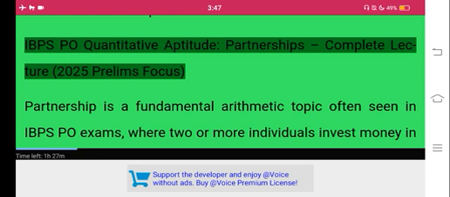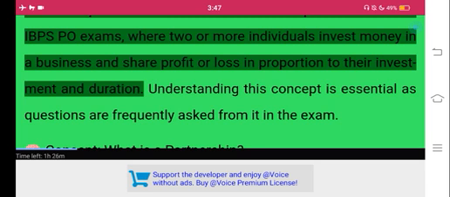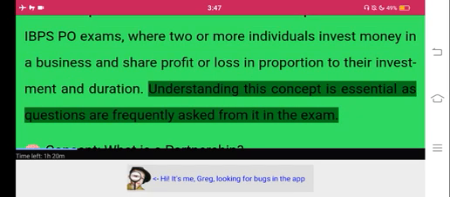IBPS PO Quantitative Aptitude, Partnerships, Complete Lecture, 2025 Prelims Focus. Partnership is a fundamental arithmetic topic often seen in IBPS PO exams, where two or more individuals invest money in a business and share profit or loss in proportion to their investment and duration. Understanding this concept is essential as questions are frequently asked from it in the exam.